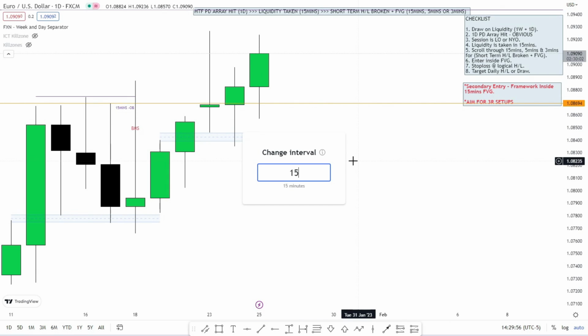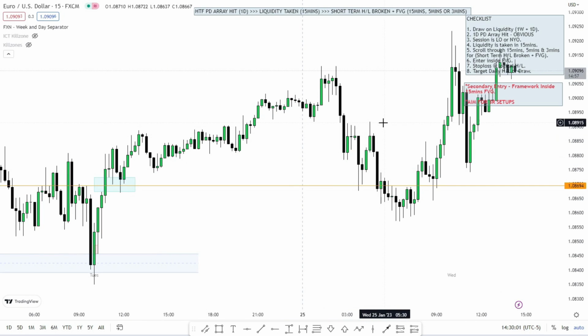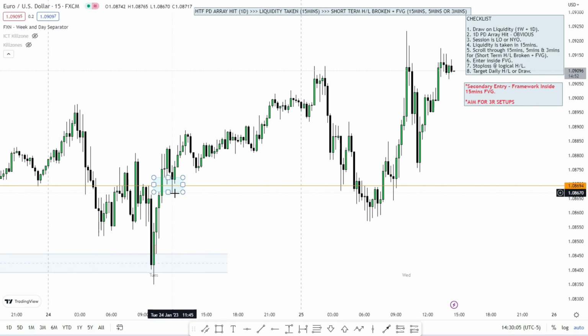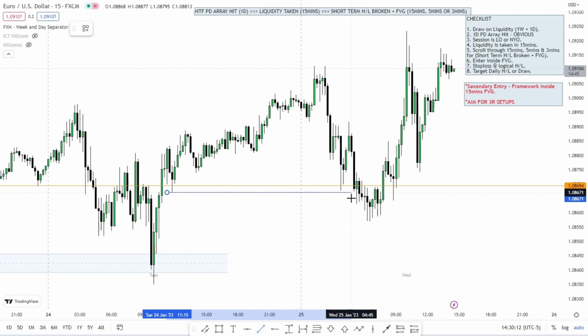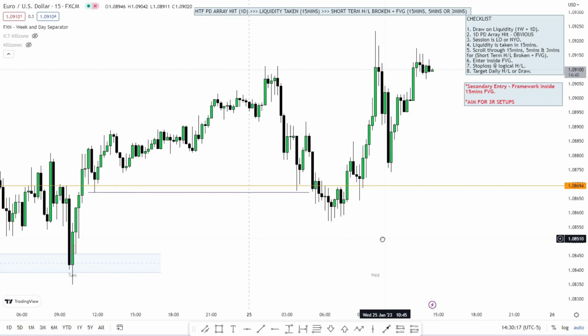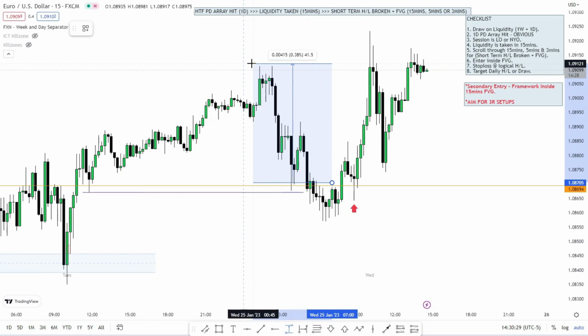So let's go to 15 minutes. Imagine, this is it. Oh, I took out liquidity right here. So this was the low that was taken out just as the PDRA. So you just want to find liquidity in the PDRA or near the PDRA. And then voila, short-term high broken, imbalance left, entry. This was the entry. Actually I took this entry. Then you target these highs.